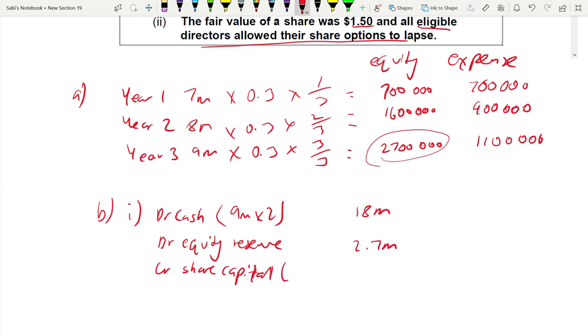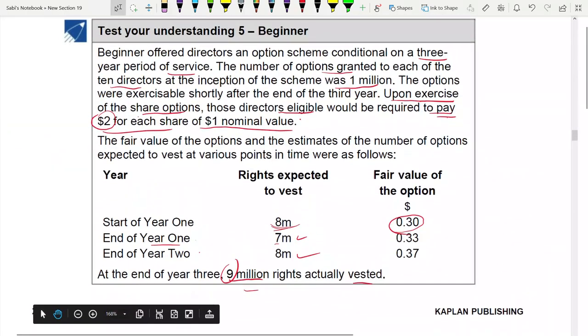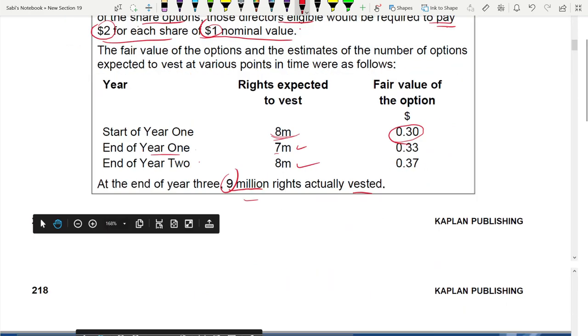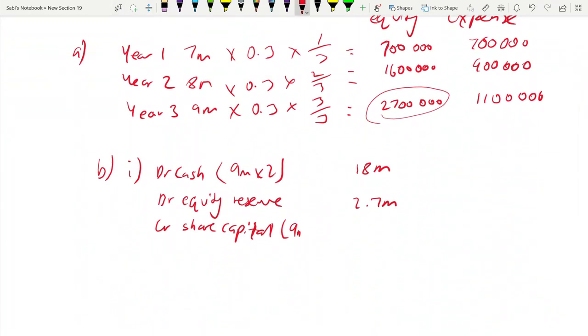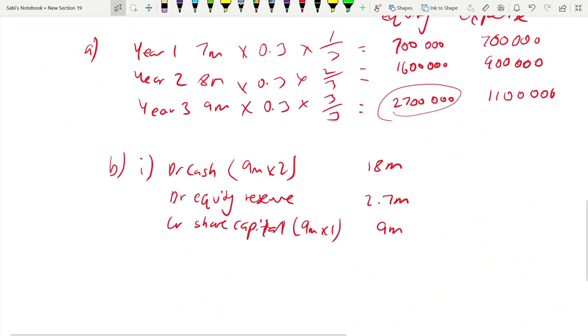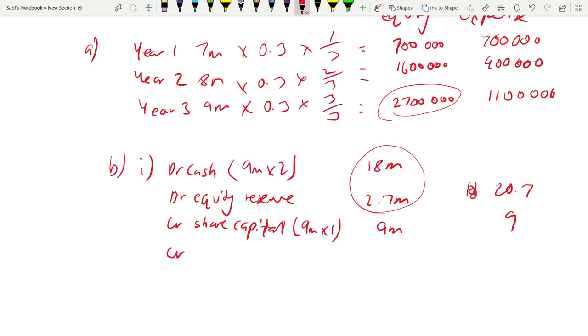Share capital, how much? See, share capital, it's 9 million, correct? But the price is $1. So, it's 9 million into 1. So it's 9 million you are crediting. The balance, you see, if you add up your debit side, it will be 20.7. But here on your credit side is only 9. So you need to credit share premium, exactly. The next is share premium. And this is the balancing figure. This is how you get your share premium, which will be 20.7 minus 9, which will be 11.7.